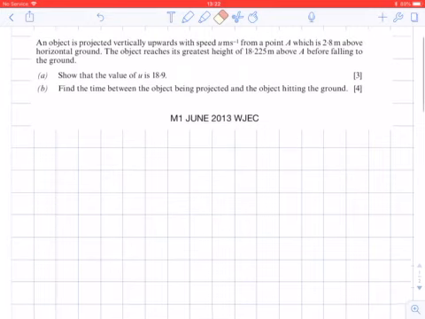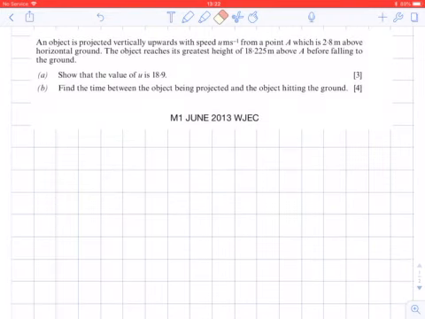So an object is projected vertically upwards with a speed u from point A, which is 2.8 meters above horizontal ground. The object reaches its greatest height of 18.225 meters above A before falling to the ground. Show that the value of u is 18.9. Now the first thing you've got to remember here is that if you're asked to show a value and you're given it, you cannot use it in your calculations. So we've got to basically verify that u is 18.9 without using that fact in my equations.